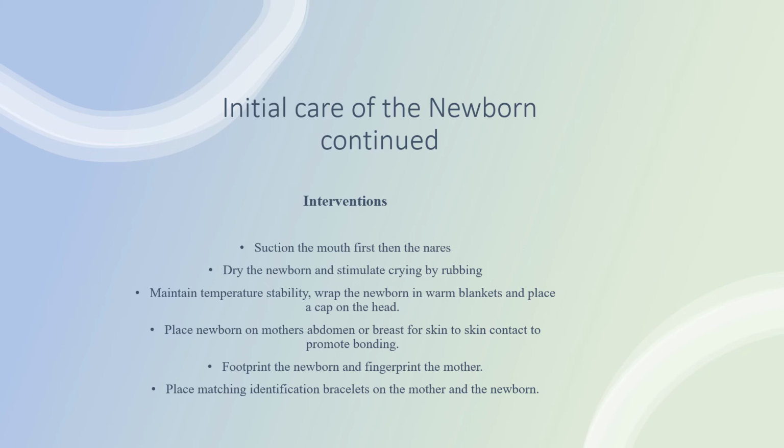Maintain temperature stability. You want to wrap the newborn up in warm blankets. You want to put a little cap on its head. Heat escapes through the head, so you got to keep that head warm. Place the newborn on the mother's abdomen or breast for the skin-to-skin contact to help promote bonding. You need to footprint the newborn and fingerprint the mother, and then place matching identification bracelets on the mother and the newborn. You don't want to lose that baby.